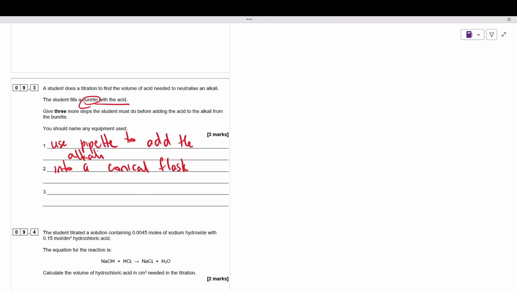All right, so we're going to add that into a conical flask, and then we're going to add indicator to the alkali.